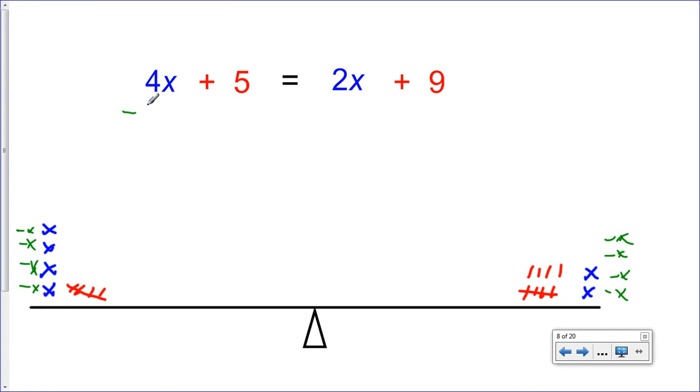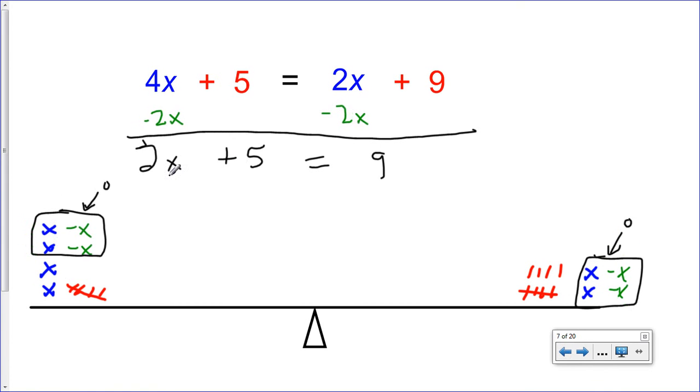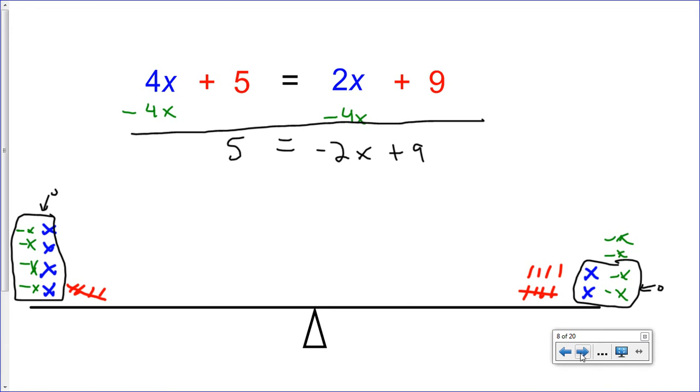So what have I done? I've added negative 4x to both sides of this equation. The result being, well, I got 0 here. Inverse property: x and negative x, those are opposites. Opposites cancel out, opposites add up to 0. And here I have four pairs of opposites. 0. So the result is 0 plus 5, 5 equals, oh, negative 2x is the result here. 2x and negative 4x: two positives and four negatives, that's two negatives. So this equation and this equation here are equivalent. You're still going to get the same solution.